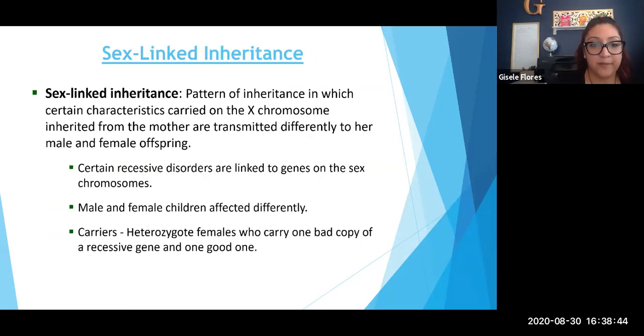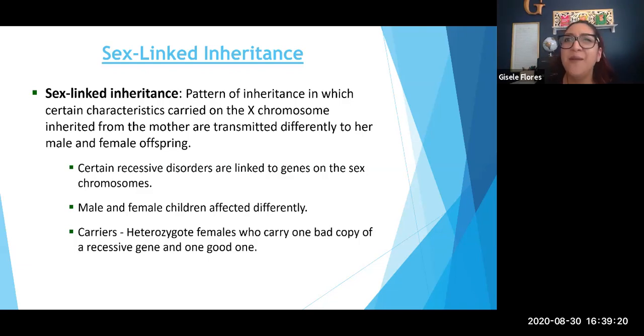Okay. All right, let's talk about sex-linked inheritance. If it's sex-linked, chances are that it's being passed down on either the X of the mother or the X that is passed from the father, because remember, all ova are X, but the father can either transmit an X or a Y sperm. And so typically this pattern is inherited from the mother and transmitted differently to her male and female offspring.